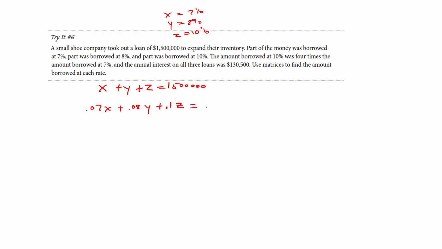And how much money did they make? Oh, these are loans, whatever they are. But okay, so 130,500. We need one more equation. Okay, the amount borrowed at 10%, Z, was 4 times the amount borrowed at 7%. So Z equals 4x. So I'm going to swing this over here to create this equation so it fits our format.